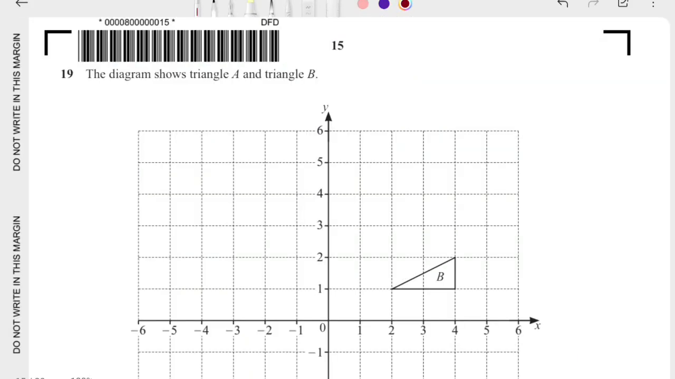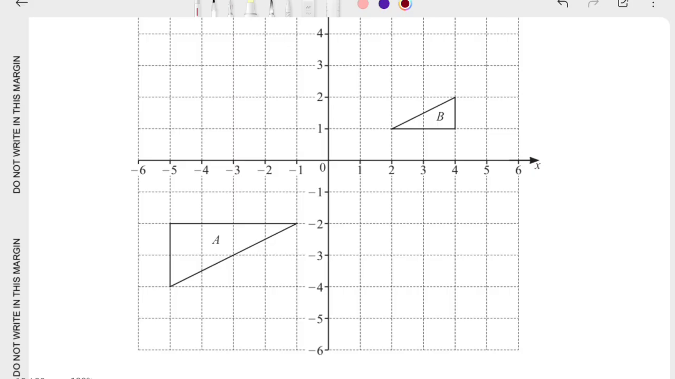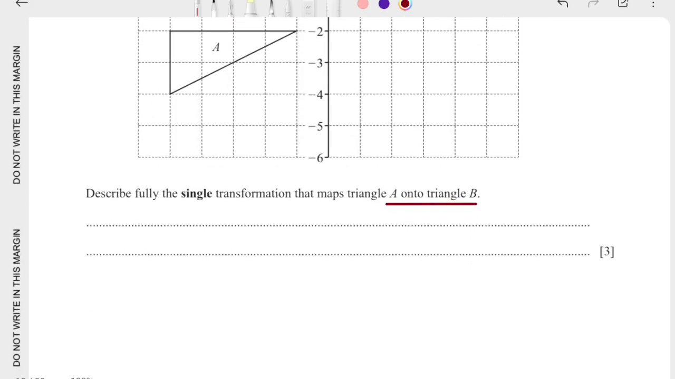Question number 19. The diagram shows triangle A and B. So let us see. Describe fully the single transformation that maps A onto B. So it is understood that this is an enlargement. So for enlargement, two things are required. Number one is your center, and second important thing is scale factor. So let us find these two things.